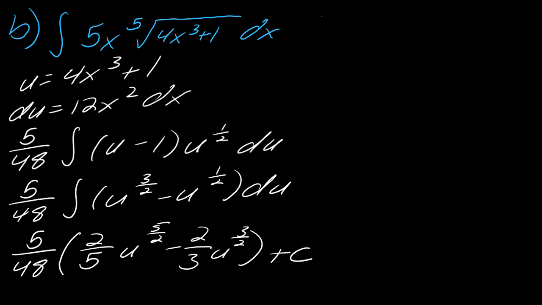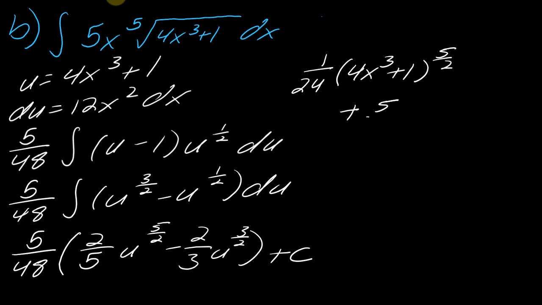And now I can just finish distributing the 5 over 48 and replace all my u's. So in the end, my answer will come out to 1 over 24 times 4x to the 3rd plus 1, to the 5/2, plus 5 over 72 times 4x to the 3rd plus 1, to the 3/2, all of that plus c. And so now there's the answer finally. So kind of a lot of work for that one. That one's tricky. Oops, and I almost forgot my 3/2. Okay, so that's that one.